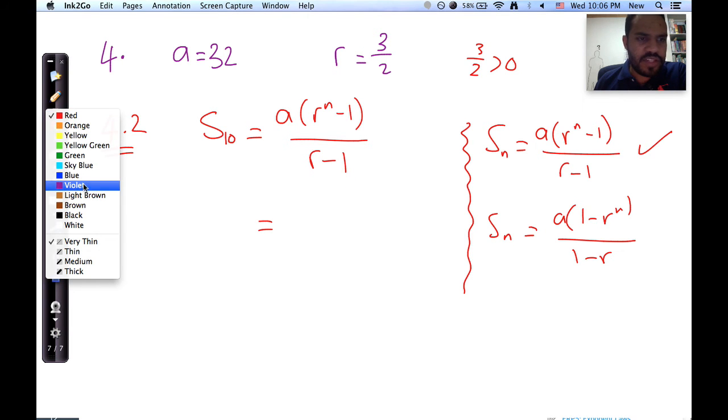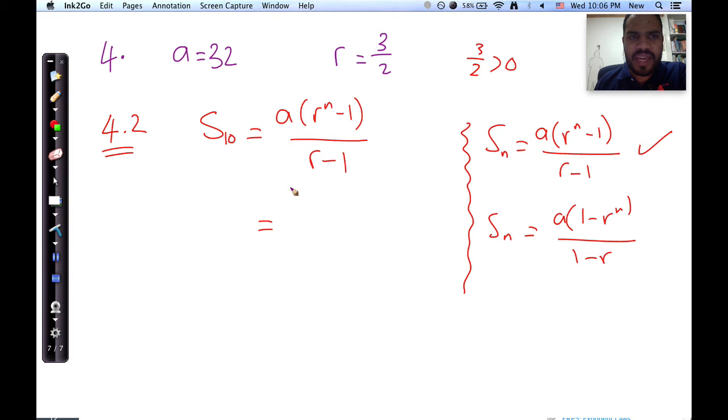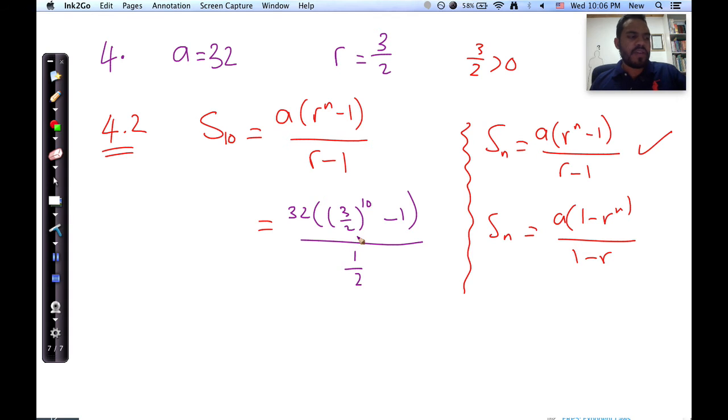The rest is trivial. Simple substitutions for 3 marks. Put the A in and you get 32. Put the R to the n in, which is going to be 3/2 to the power of 10, because n over here is 10, minus 1, divided by 3/2 minus 1, which is going to be 1.5 minus 1, which means we're just dividing by a half. Okay, you can of course do the full substitution there as well.